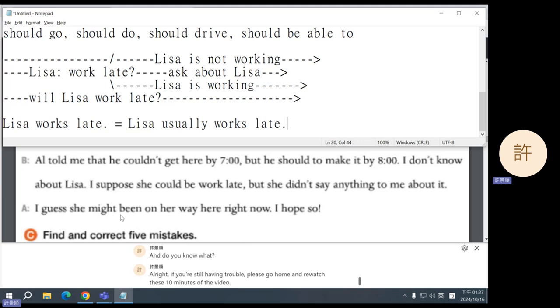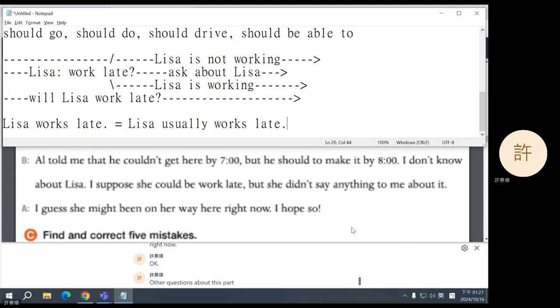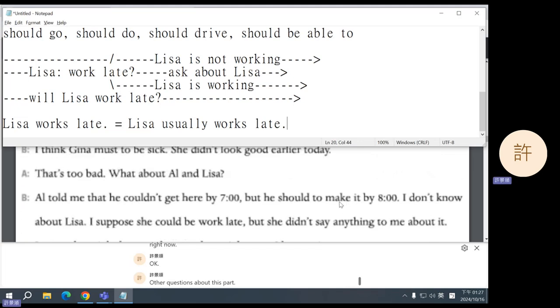I guess she might. Okay, so this, it says right now. So I guess she might be on her way here right now. Okay, other questions about this part? Could she work late? She could work late.